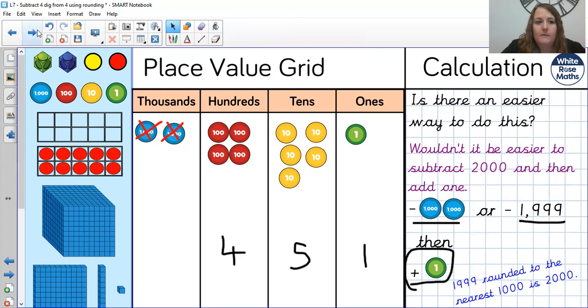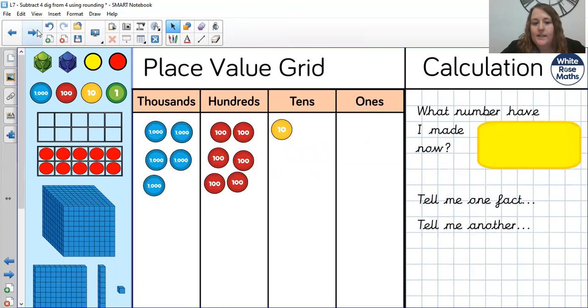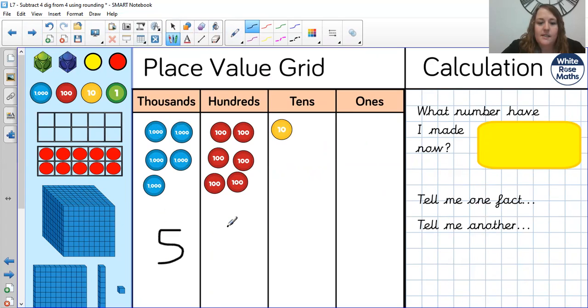So let's have a go at another one. What number have I got this time? And I hope you're all shouting at me that you've got 5 in the thousands, 6 in the hundreds, 1 in the tens, and 0 in the ones. So we've got 5,610. And again, if you can tell me some facts, you can write them down, you can think about them in your head, that would be brilliant.